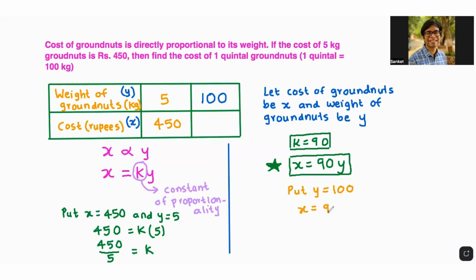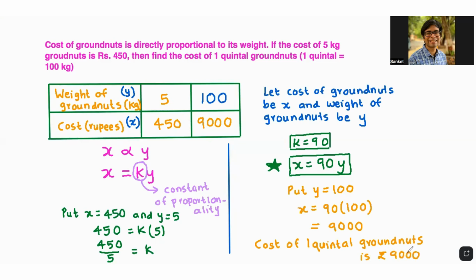My x is going to be 90 times 100. That is 9,000 rupees. So my final answer, so this is going to be 9,000. My final answer is cost of 1 quintal groundnuts is rupees 9,000. I hope this is clear.